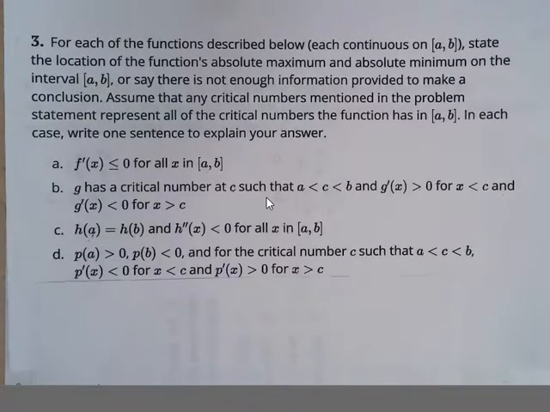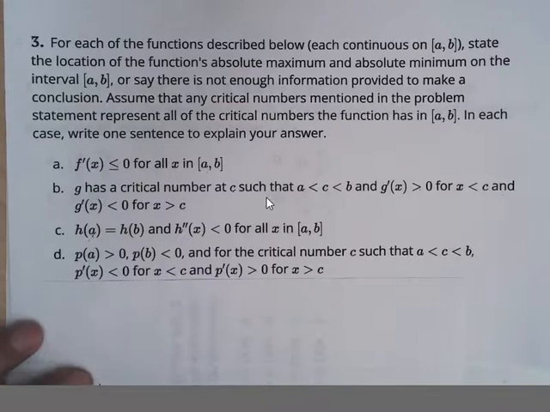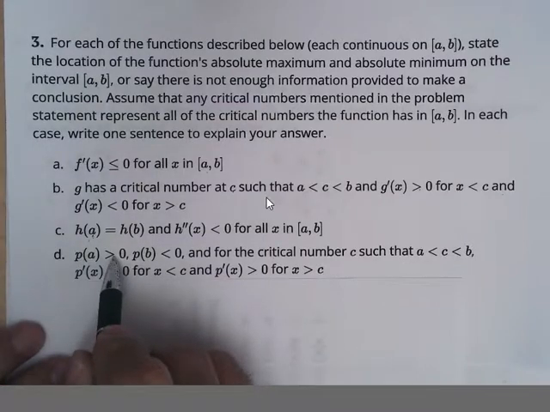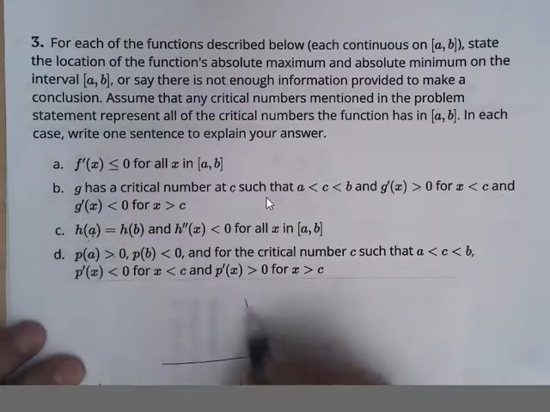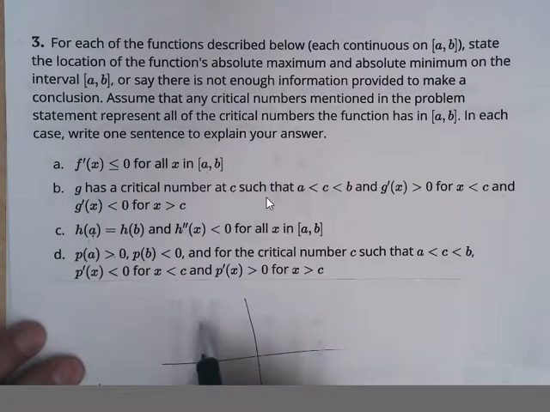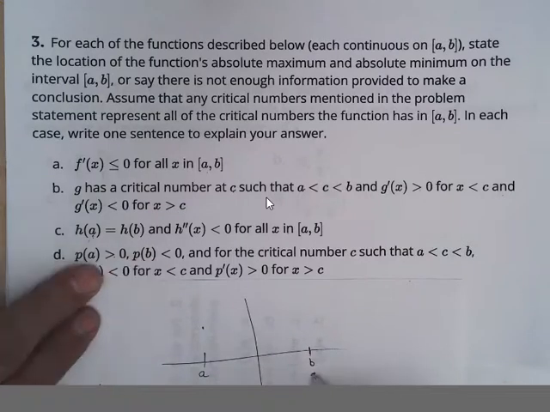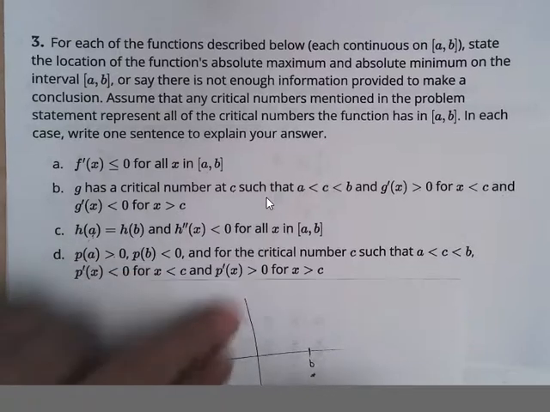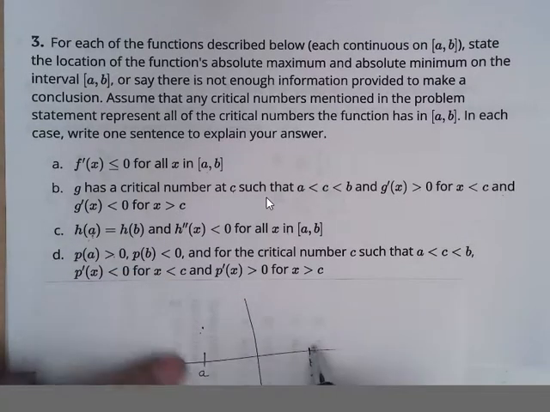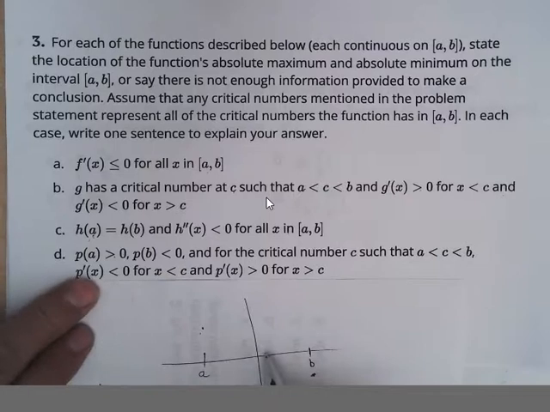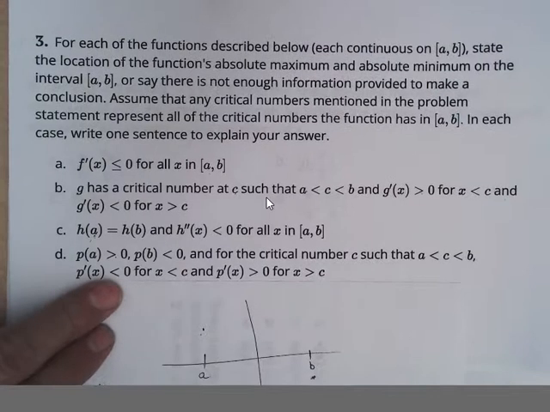And this last one here, the function is a positive function at A. So at A, the graph is above 0, and at B, it's below 0. So it ends up negative at B and positive at A. And there's a C critical number between A and B, and the slope is negative before C.